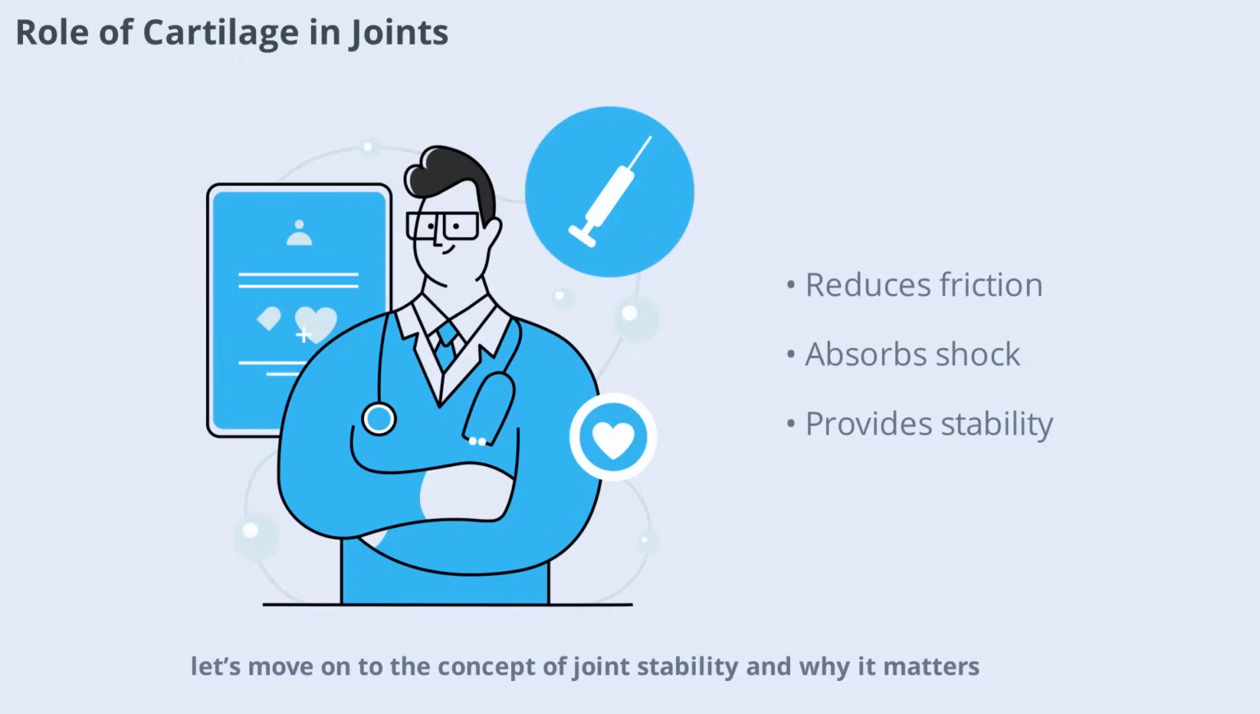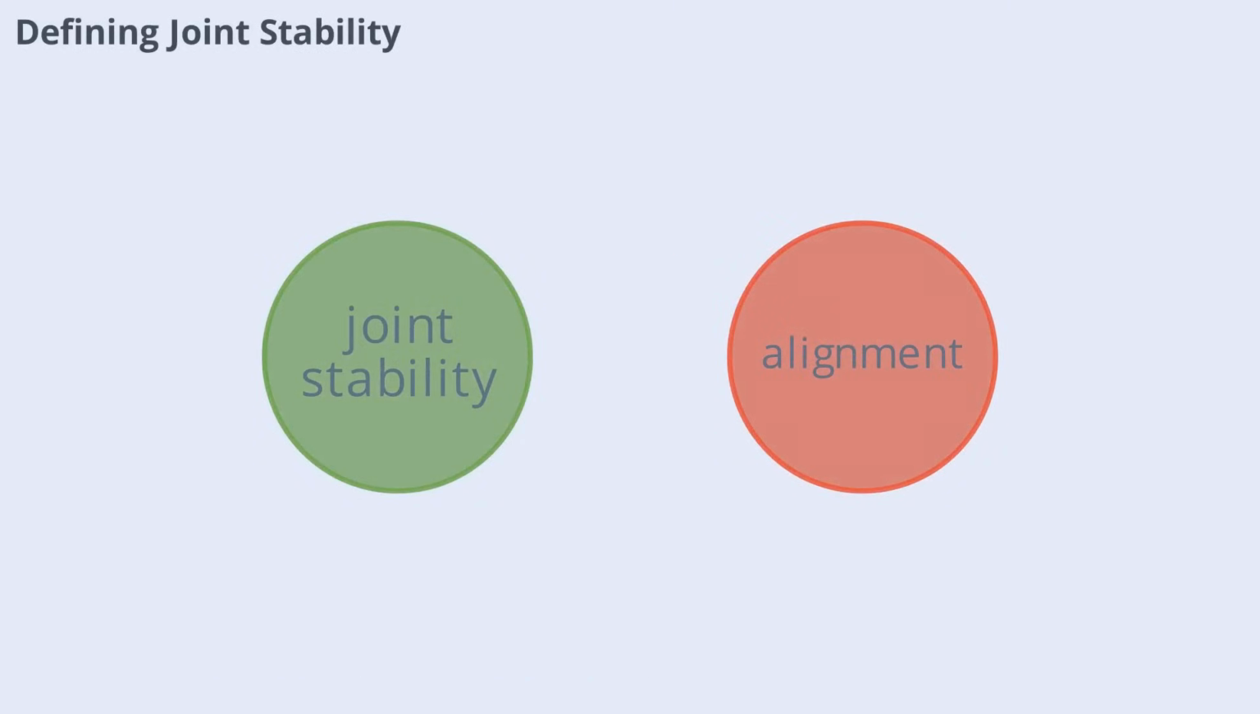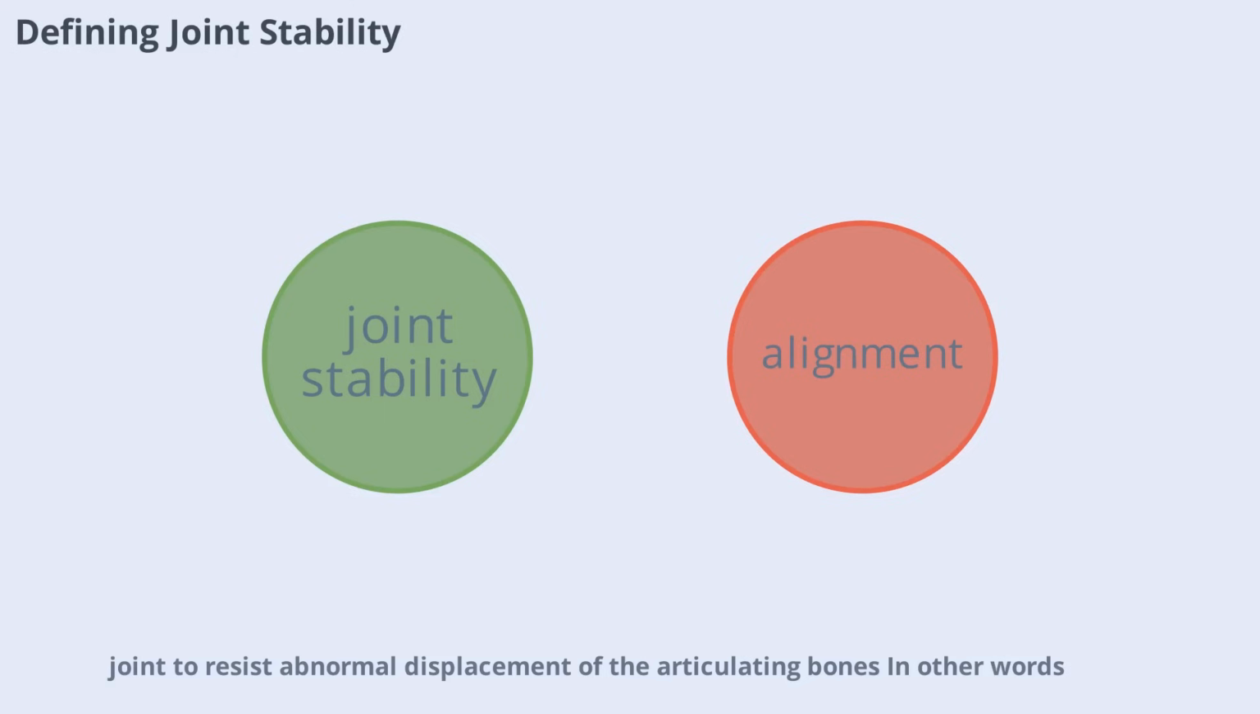Now let's move on to the concept of joint stability and why it matters. Joint stability refers to the ability of a joint to resist abnormal displacement of the articulating bones. In other words, a stable joint keeps the bones in proper alignment, preventing dislocation or excessive movement. This stability is crucial for safe and efficient movement, especially during activities that place high demands on the joints. Factors such as the shape of the joint surfaces, the strength of surrounding ligaments and muscles, and the absence of fatigue all contribute to joint stability.